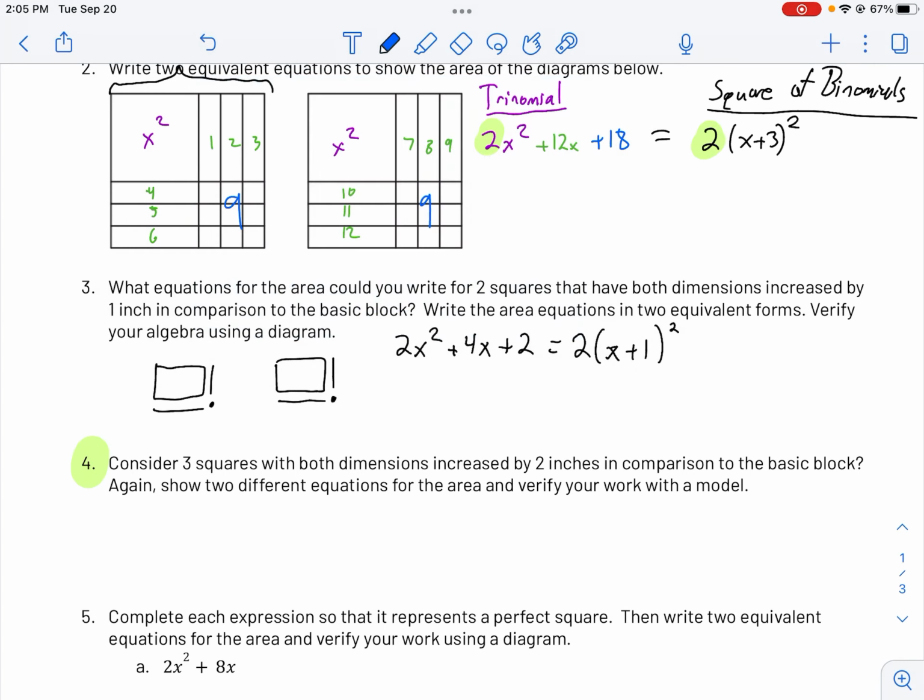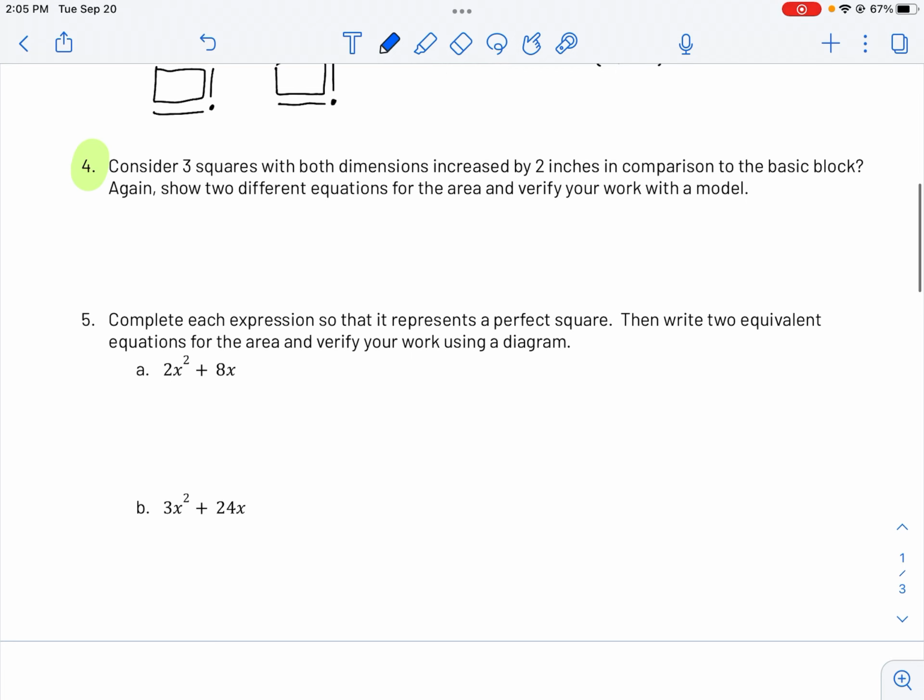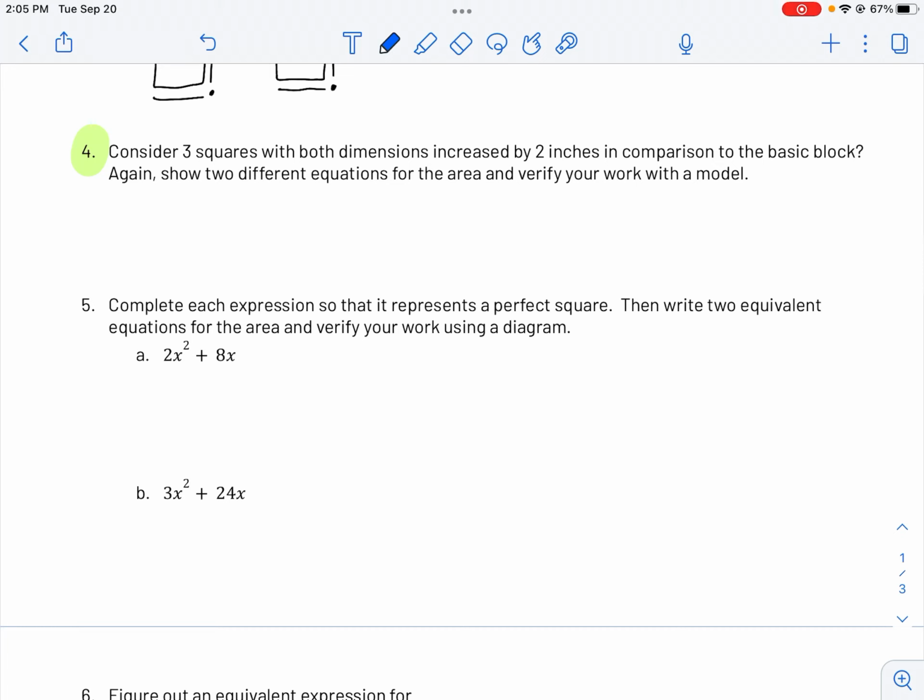Moving on to number 5. All right, this is where we have a piece of information missing. So complete each expression so that it represents a perfect square. Then write 2 equivalent equations for the area. Verify your work using a diagram. Okay, so we are missing our c term. All right, we're missing that constant at the end.